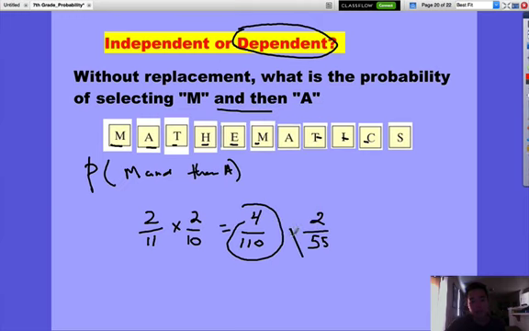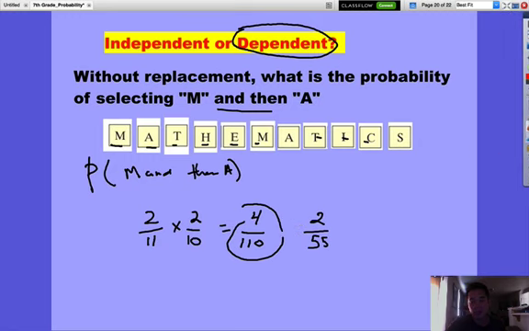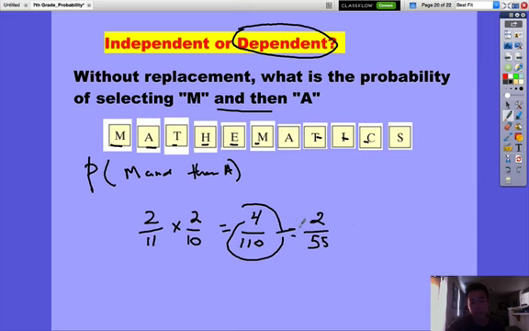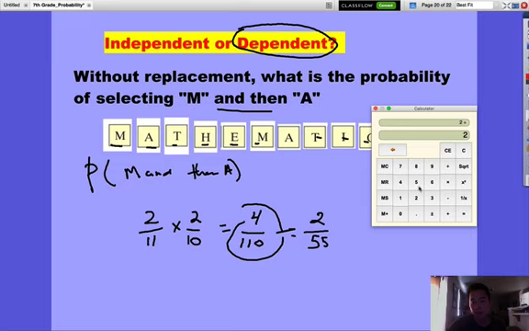So I have a 2 out of 55 probability of getting an M and then an A. If we're going to convert that into a decimal and then to a percent, just go 2, numerator, divided by the denominator, 2 divided by 55. You get approximately 0.036364. If I multiply that by 100, I would approximately get 3.63%. So 3% of the time, you should get an M and then an A.